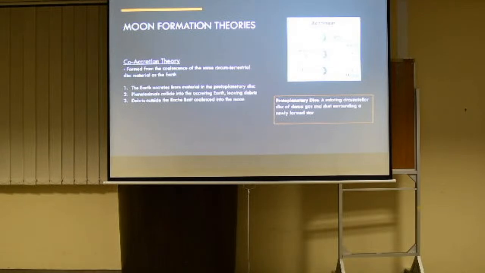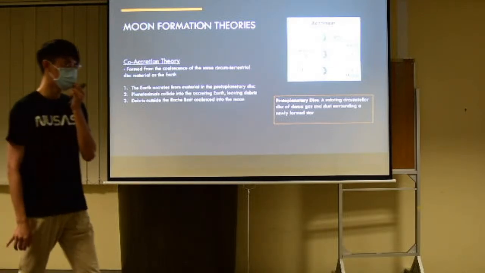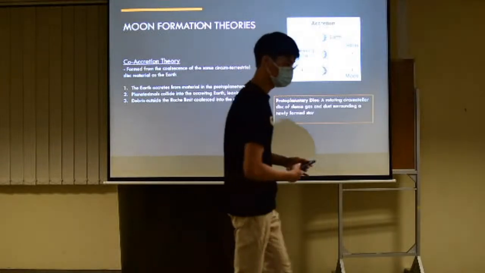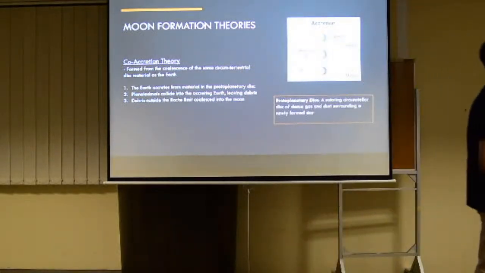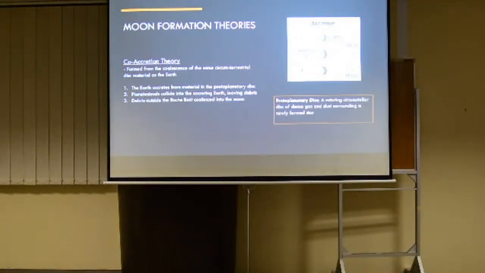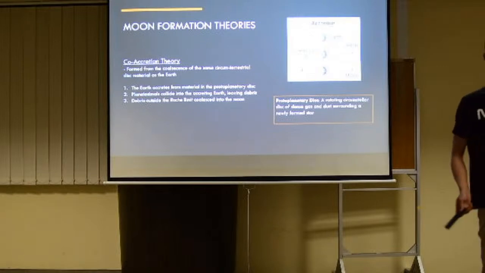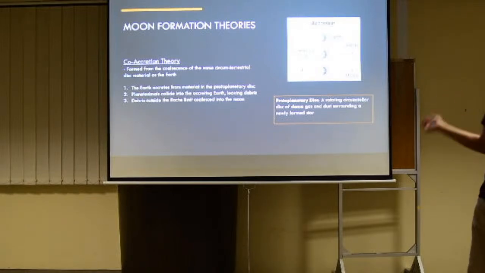Next, we have the co-accretion theory. The co-accretion theory is a slightly more complex theory. What it suggests is that as the Earth is forming, accreting matter in the protoplanetary disk, which is basically just dust and gas, planetesimals, which are strange rocks, crash into this proto-Earth, sending debris flying around it. This debris later coalesces to form the moon. Once again, I'm not going to go too deep into it because I don't want you to fall asleep.